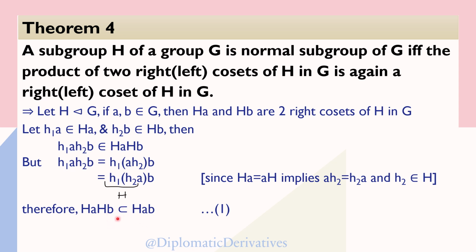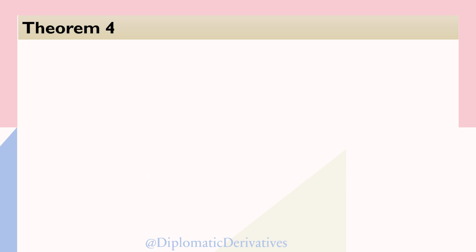So basically what you proved is that HaHb is a subset of Hab. You take two elements from Ha and Hb, you take the product, and you come to the conclusion that HaHb is a subset of Hab. How did you get that? Because this h1a h2b is equal to hab, so the element which is inside this also belongs to this. Therefore this entire thing is inside this. You take the product of these two cosets and you're getting another coset. This is what you are going to prove, but here you see that this thing is inside this. That is the first statement.